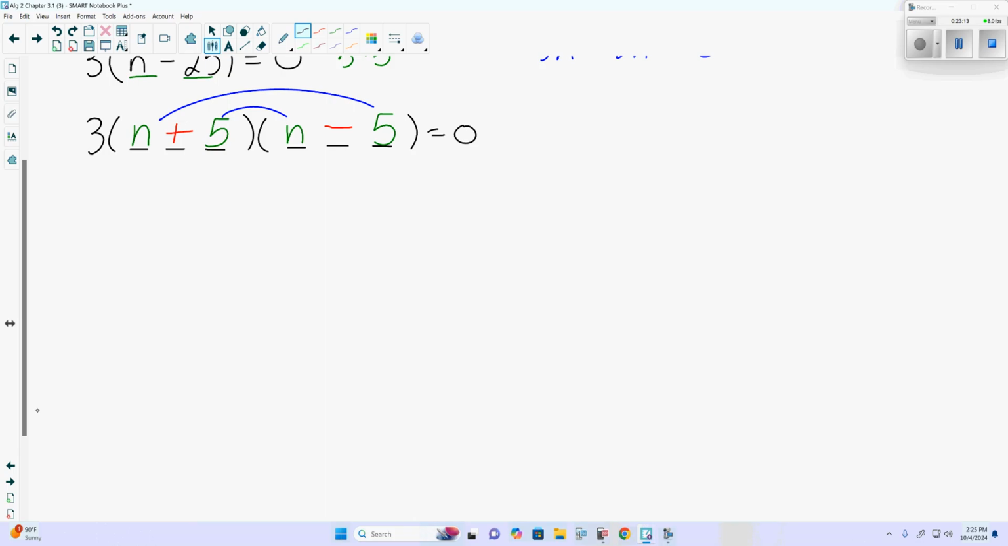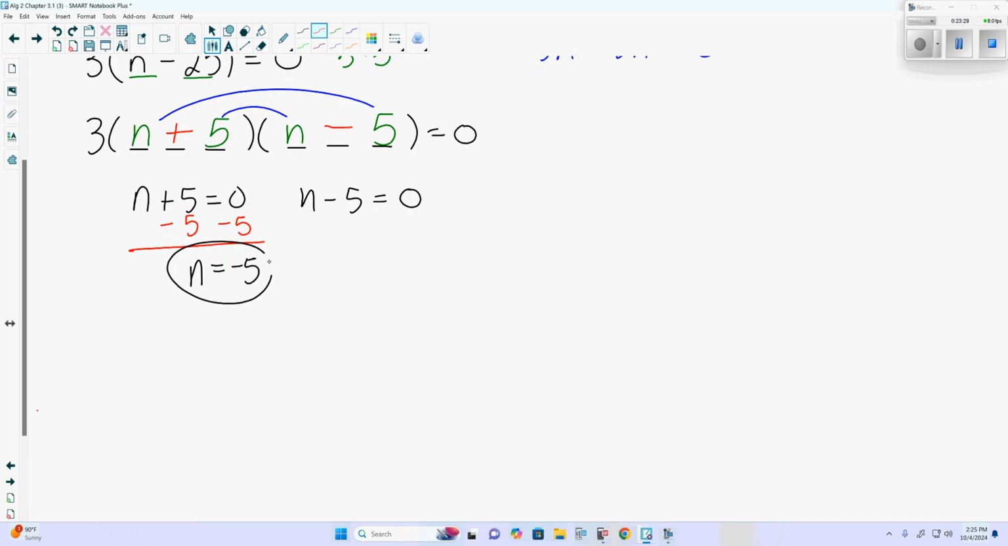Since we have 2 things multiplied together to equal 0, one of these must be 0. For our n plus 5, we would subtract 5, telling us n is negative 5. For the other one, we would add 5, telling us n is equal to 5. Questions on this here?